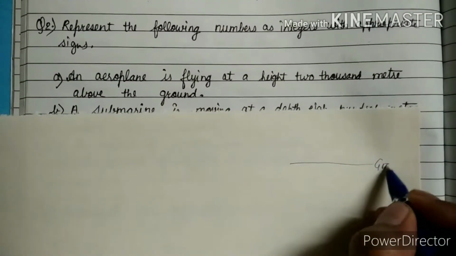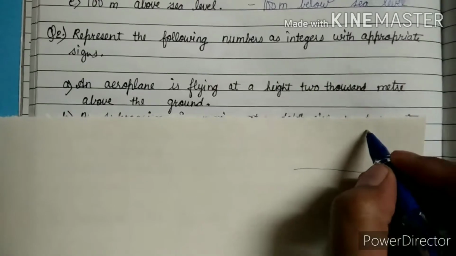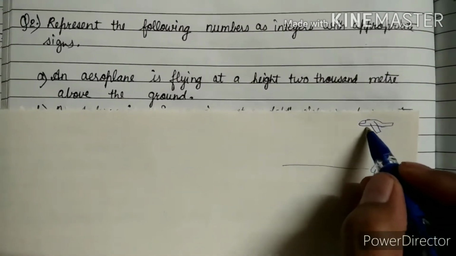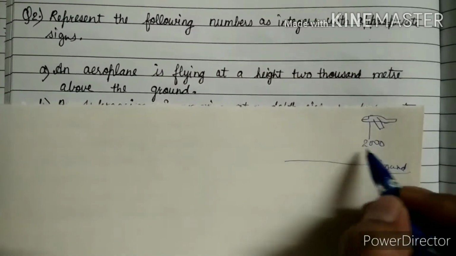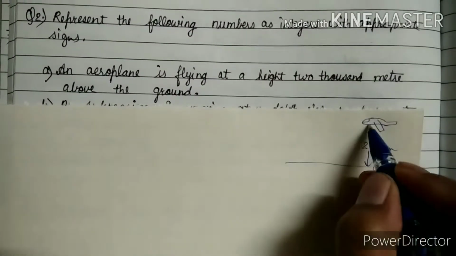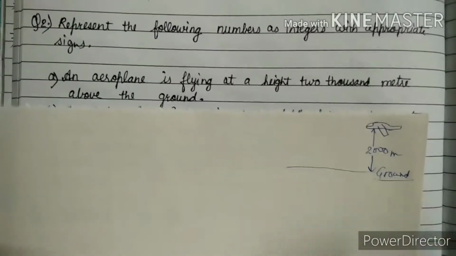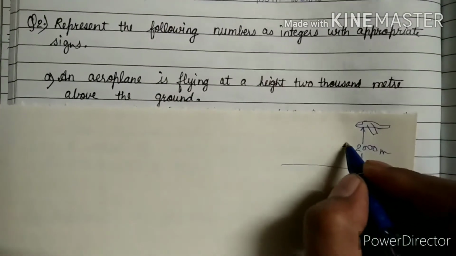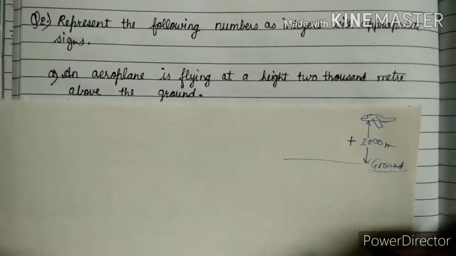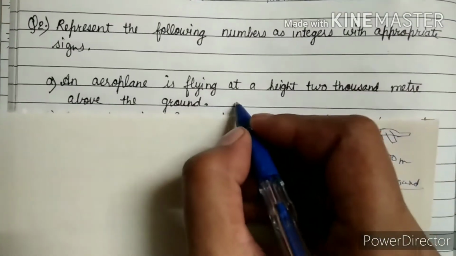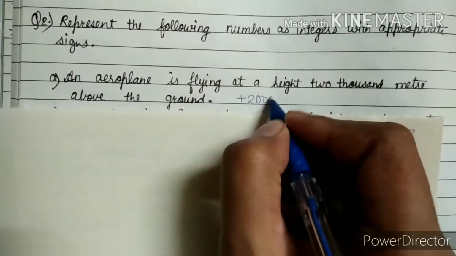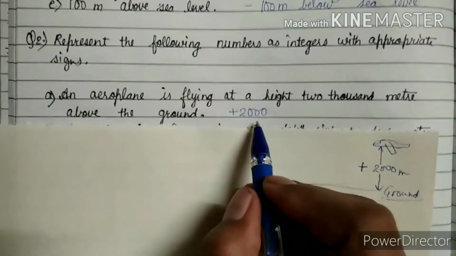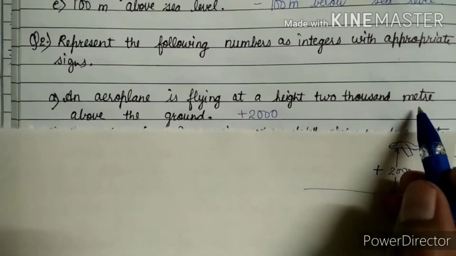If this is the ground, so here our aeroplane is flying, okay, at the height of 2000 meter from the ground, but from the ground it is above. So for the above thing we are using the plus symbol. So here what will come? Here positive 2000 will come. We have to show only numbers, that's why I am not putting the unit meter here.